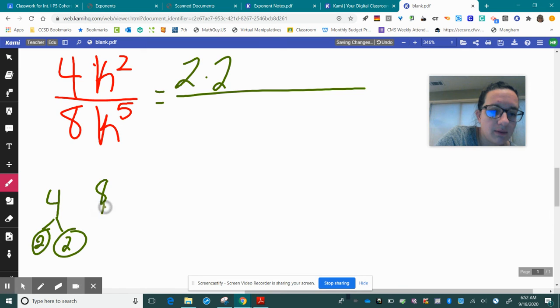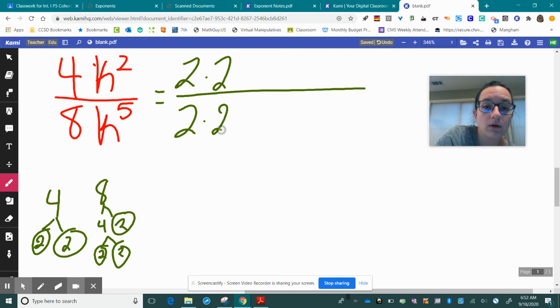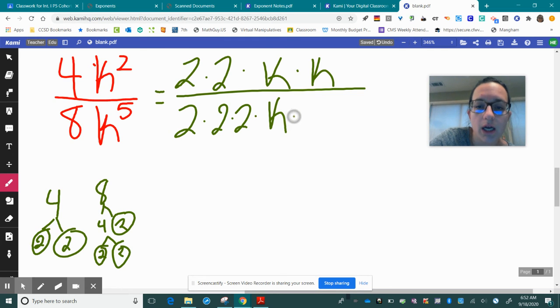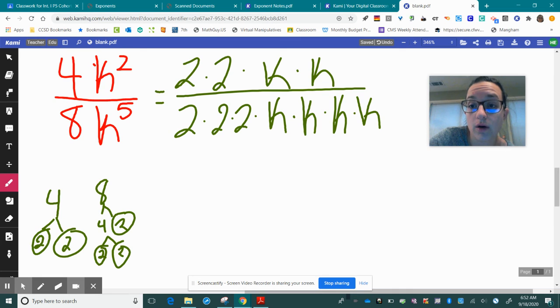Then we have 8, which can be broken down into 4 times 2, and then that 4 into 2 and 2. So the 8 has 3 2's. Next, we have our k's. We have k squared, which gives us 2 k's. We have k to the 5th: 1, 2, 3, 4, 5. Okay.